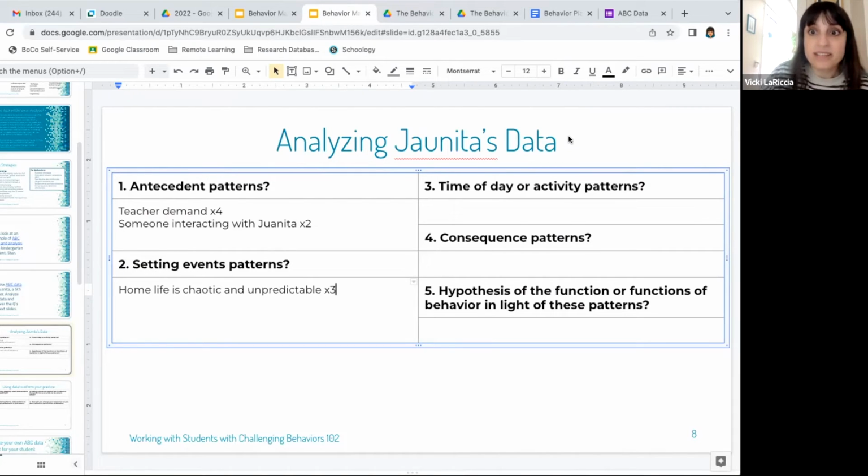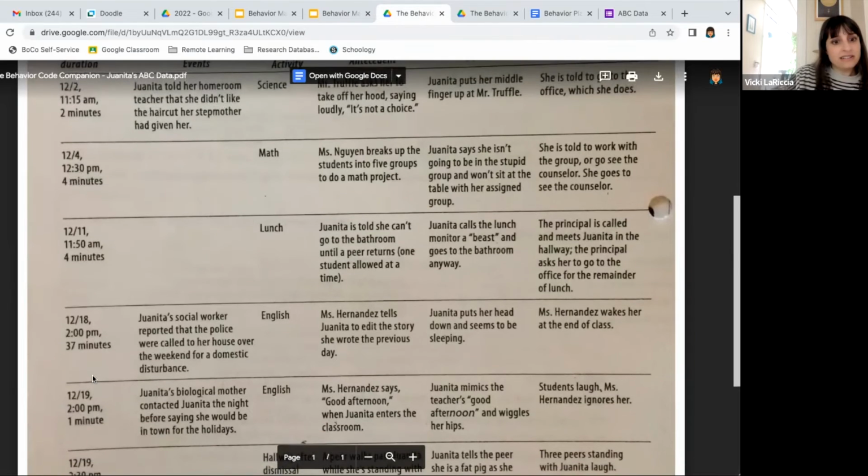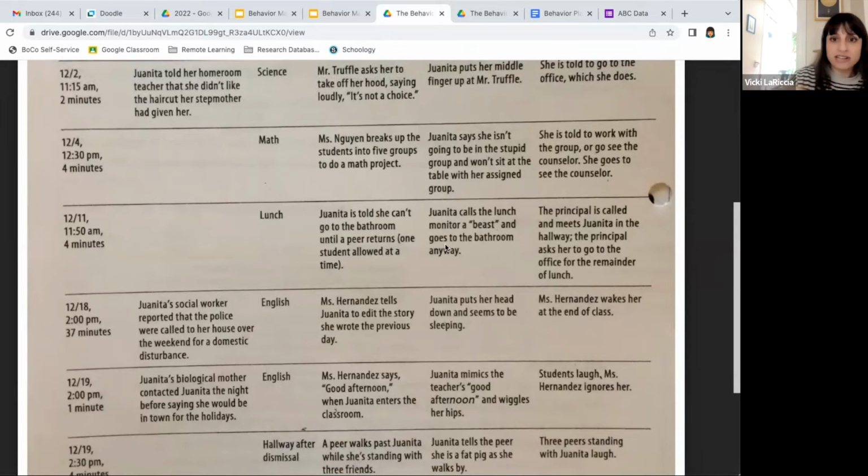Okay, next we're going to look at time of day. So time of day would be on the left, and then activity is this third column here. So look at the time of day. Is there any pattern in the times of day or the classroom? Or the subject area she's in?